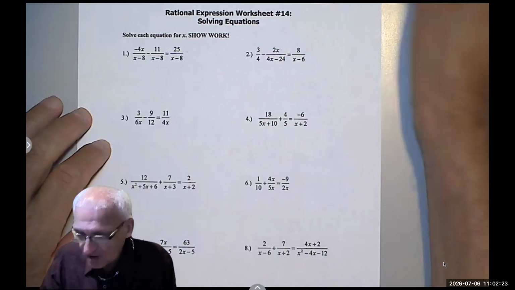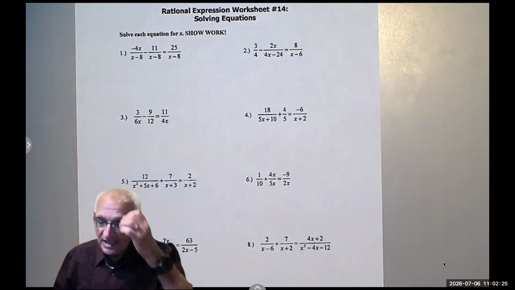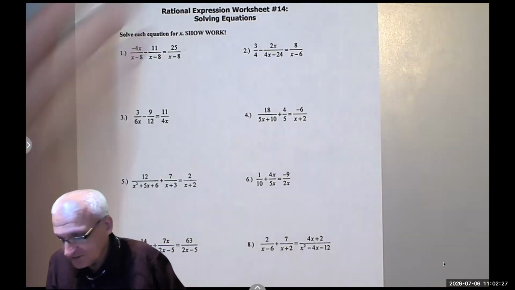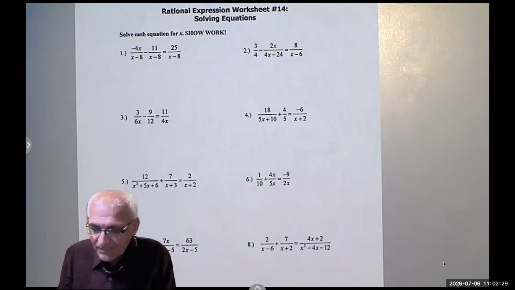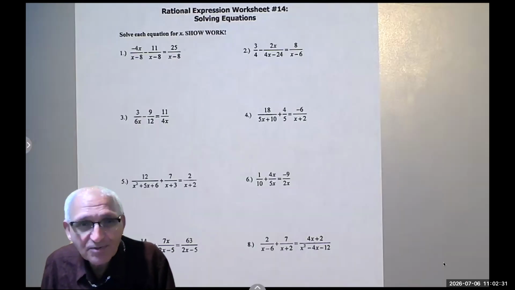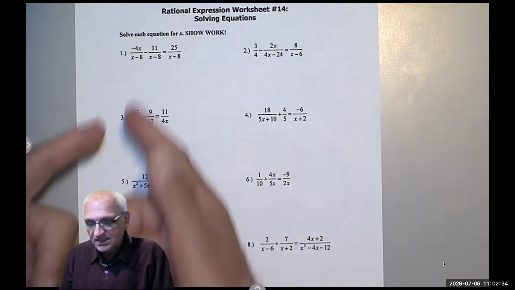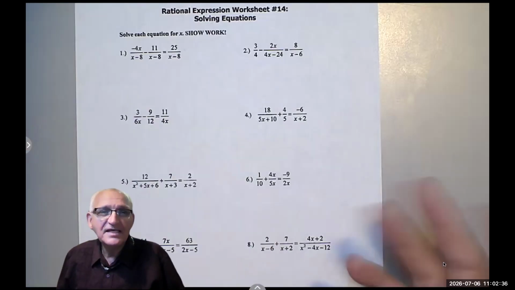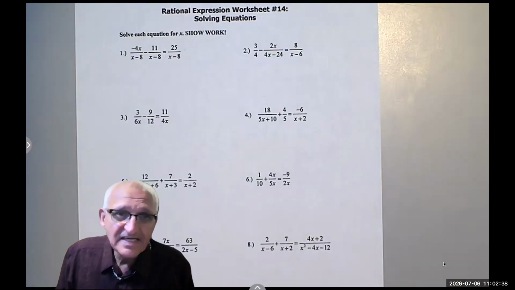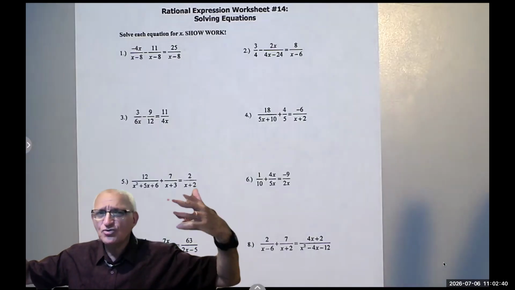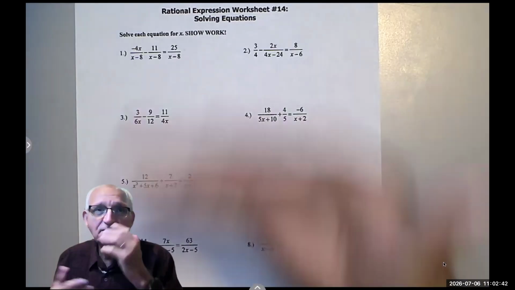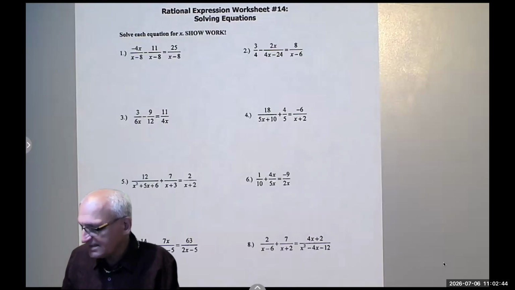Today we are going to solve rational equations, and of course they tell you to show work, definitely. Some of these problems are easy because they already give you, like problem number one, x minus 8 as a common denominator, so you just ignore it and use the numerators. What do I mean by that?